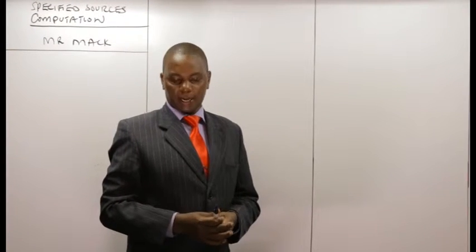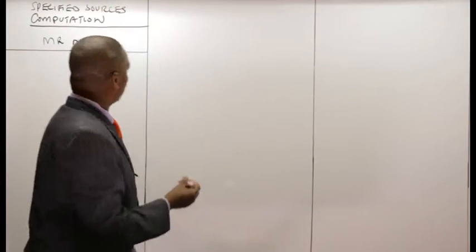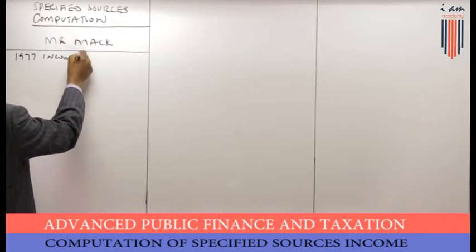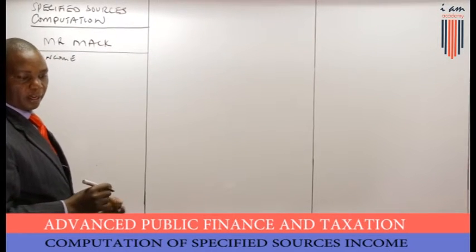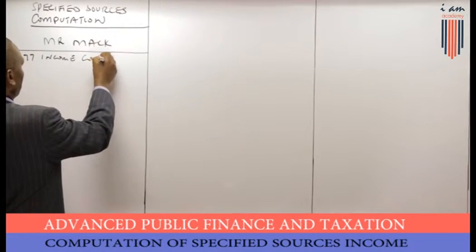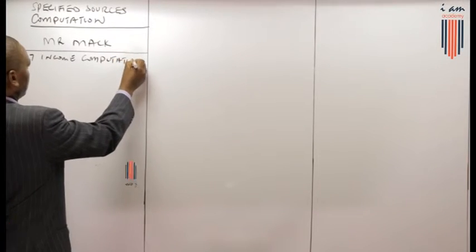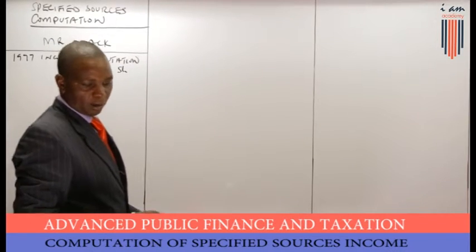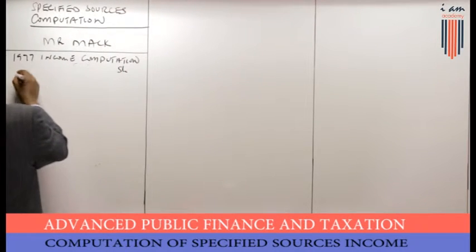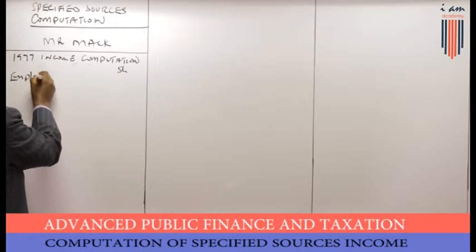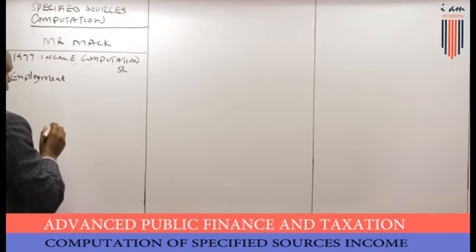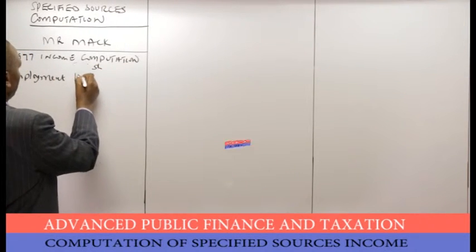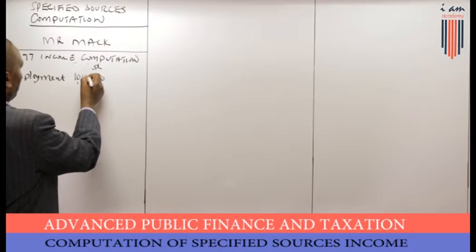Tax computation for Mark in 1977. So, Mr. Mark, 1977 income computation. This is the income computation for tax purposes. Now, Mr. Mark will have income from employment, and you'll have 1,040,000. We are taking arbitrary figures.